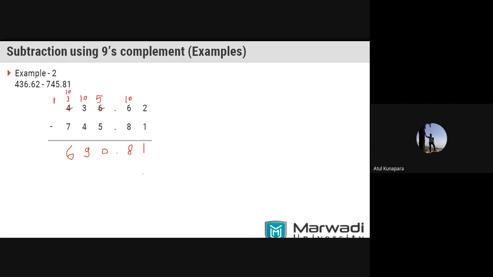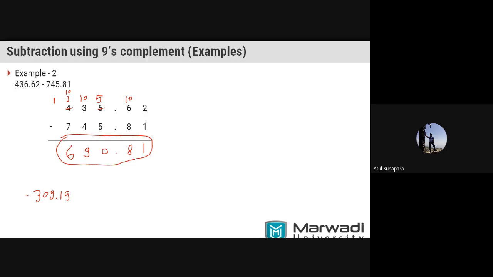So this is what is going to be there when you perform 436.62 minus 745.81. Then what is the actual answer? This is not the right answer, right? This is not the way we get the correct answer. Our actual answer is going to be 309.19 but negative. So what is our right answer? Our right answer is going to be 309.19. So that is not what we are getting with the simple subtraction here. You can see that, right?